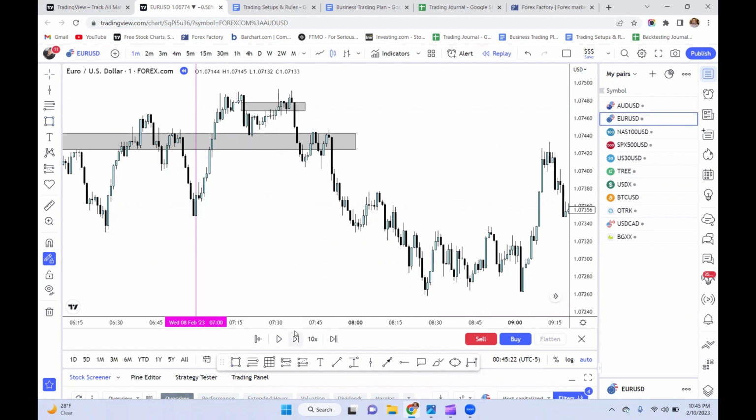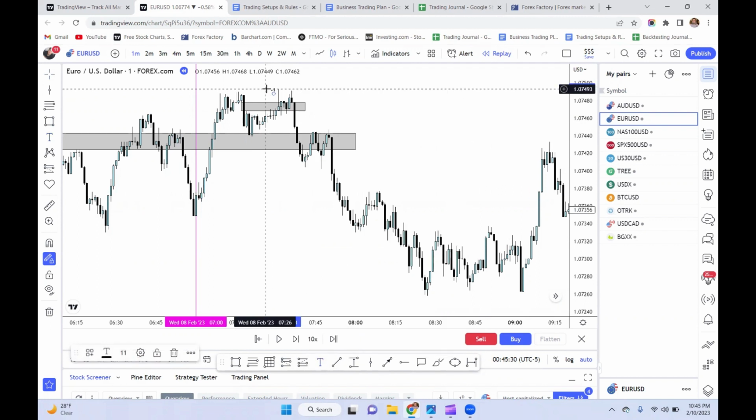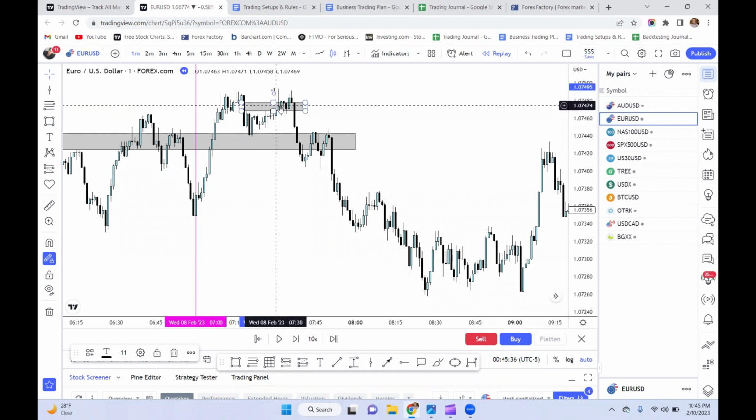Okay, so our first entry would have came here and we would have lost. So let's just say -1%. Now we're allowed to take a second entry, of course, but we will dial back our risk. So we will risk 0.5%. We are not risking a full percent.